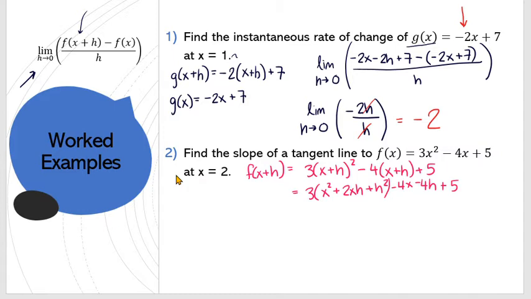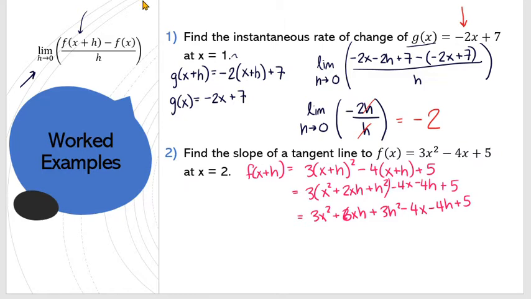And we are finally, I'm just double checking, 3x squared plus 6xh plus 3h squared minus 4x minus 4h plus 5. There you go. Beauty. Ready to go into the formula. Okay, so we have f of x plus h.